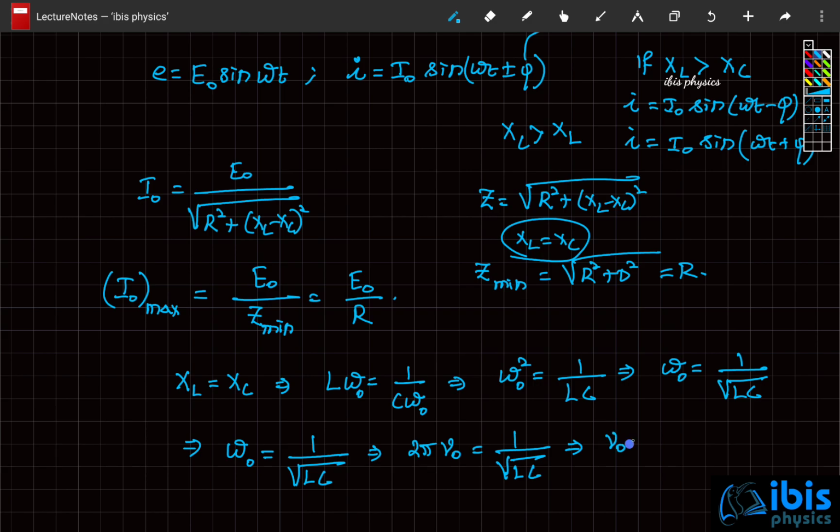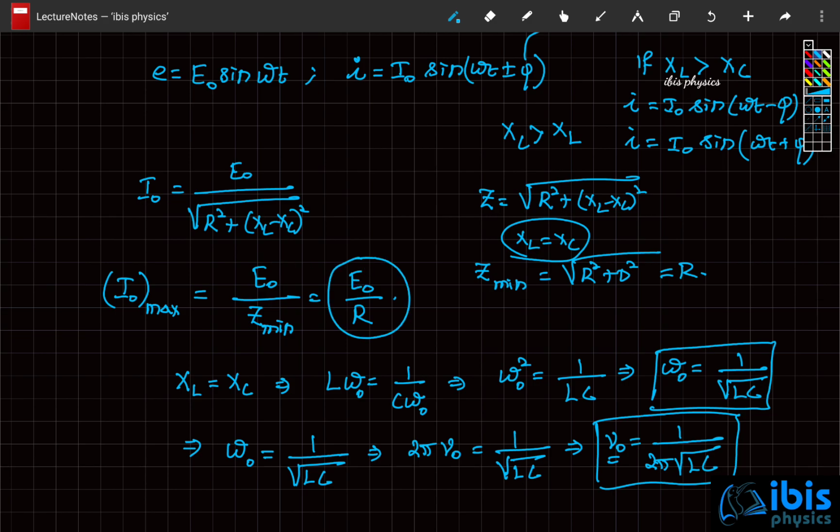So the resonant frequency is equal to 1 by 2 pi root over LC. So the circuit offers minimum resistance at nu naught equal to 1 by 2 pi root over LC, or omega naught equal to 1 by root over LC. In such case, the current in the circuit is maximum, and that is equal to E naught by R.